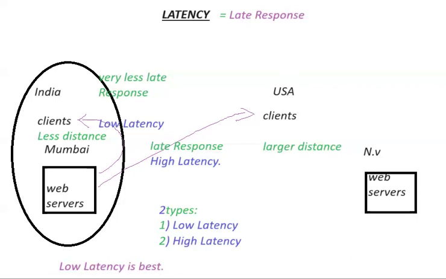So whenever my USA clients send a request, it is sent to the North Virginia region web servers, and then immediately the response is sent back to the clients with very low latency, because they both are present in the same region. Clients will get a low latency response, right?